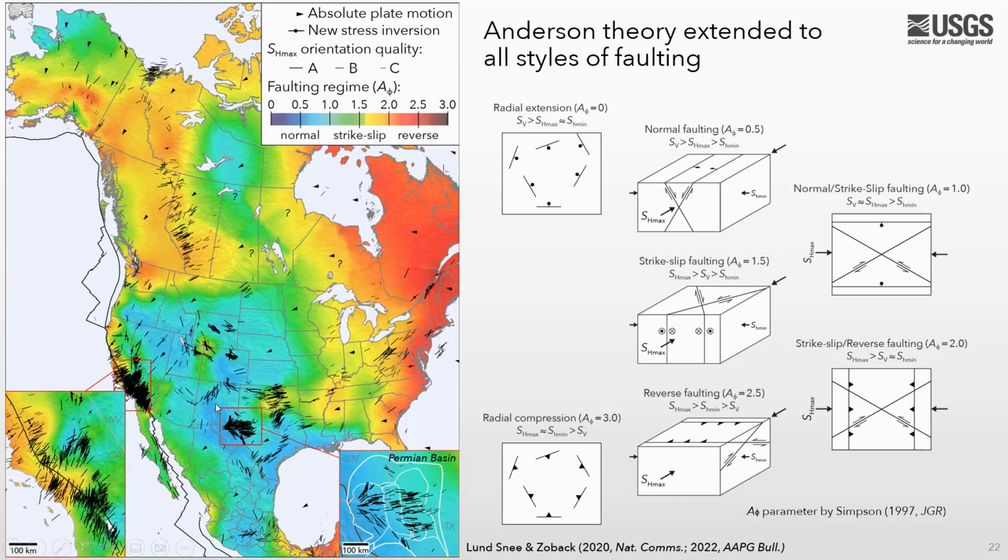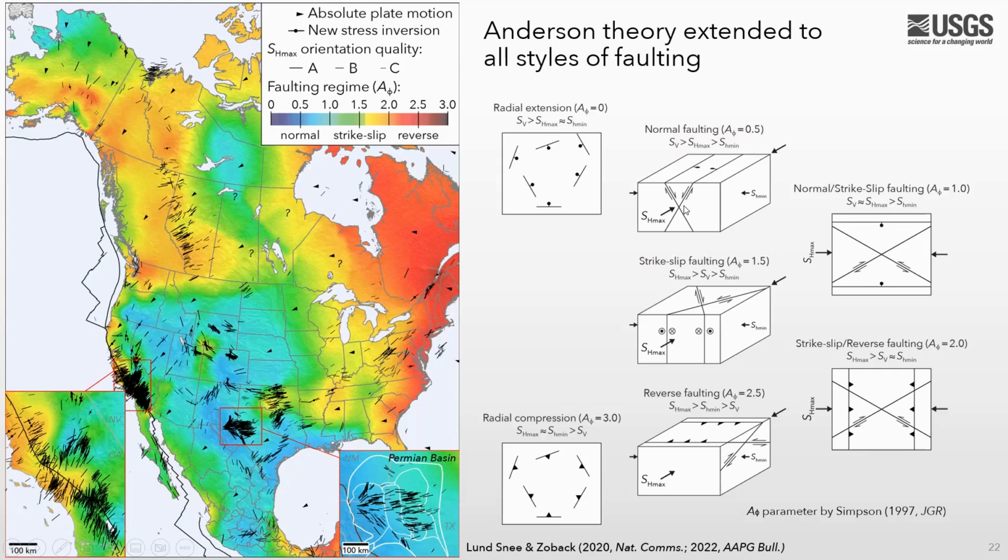And then the background is the style of faulting interpolated in this way, and we're using what's called the A phi parameter by Bob Simpson, which is a very simple way to depict the relative magnitudes of the 3 stresses. And it's a continuously varying number that goes from 0 to 3, 0 being most extensional. So that's the very rare case of radial extension here in dark blue that we don't see very often. 3 is the most compressive possible case, which is radial compression. Again, that's not something we see very often, but what we do see is everything in between.